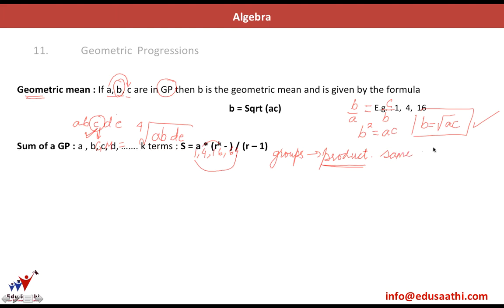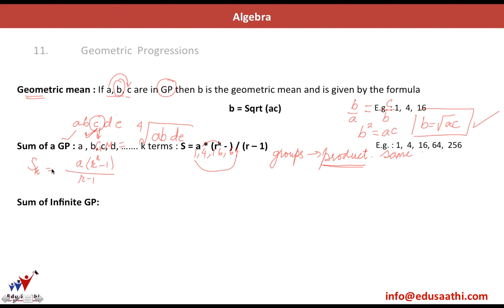Now, if you have to find the sum of a GP, it will not be equal to the thing that we have done in the case of AP. The sum of a GP is given as A into r raised to power k minus 1 over r minus 1. This is how the sum of a geometric progression is given, and this is the sum of k terms of a geometric progression.